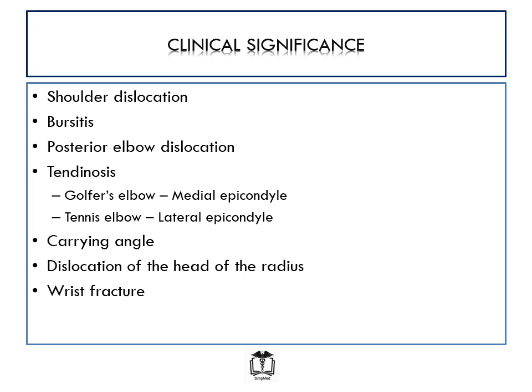Shoulder dislocation tends to occur anteriorly, or anterior-inferiorly, because the weakest point of the joint tends to be found anteriorly and inferiorly. So the shoulder is usually dislocated anteriorly and inferiorly.